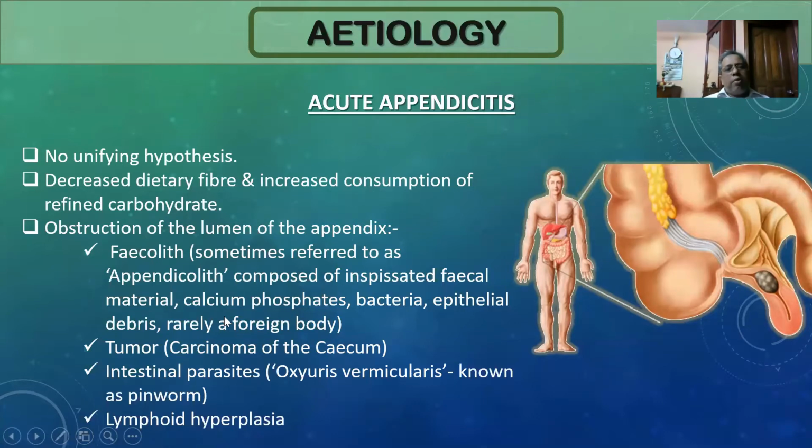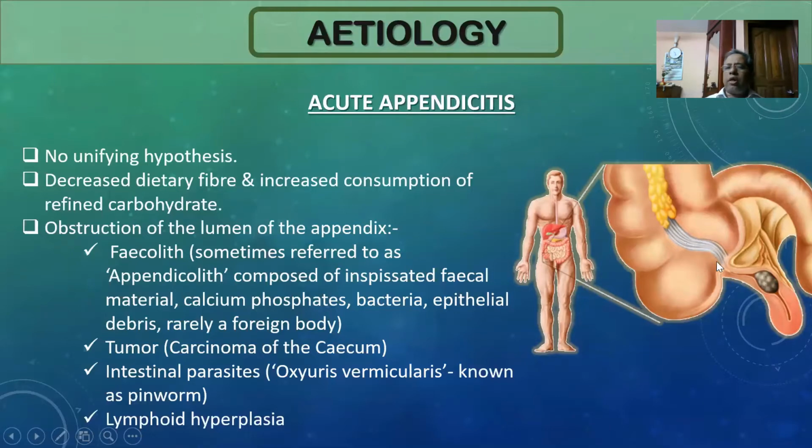That other cause of obstruction of the lumen is tumor. Suppose a patient has a malignancy arising from the epithelial cell of the cecum base. If there is a carcinoma of the cecum, that means there is abnormal proliferation with malignant changes of the epithelium, which is called carcinoma cecum, and that carcinoma blocks the lumen of the appendix.